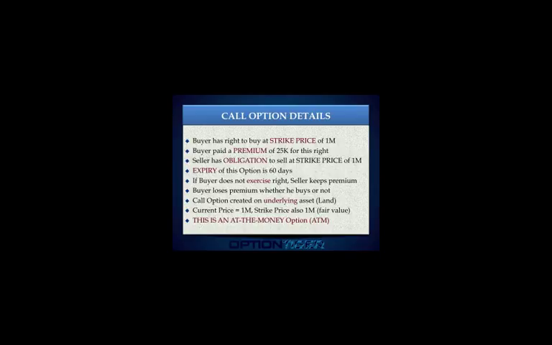Since the fair value is $1 million and the option strike price is also $1 million, this option is said to be at the money. The meaning of at the money options should be clear, but if it's not, that's okay. For now, let's just say that at the money options are options that have a strike price exactly equal to or very close to the fair value of the underlying asset at the time the options contract was created.